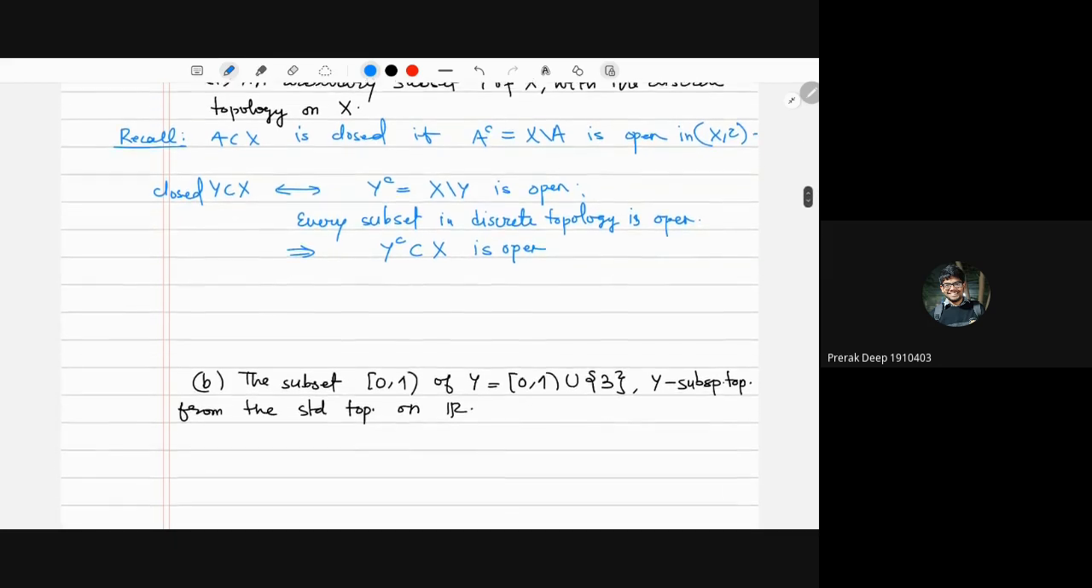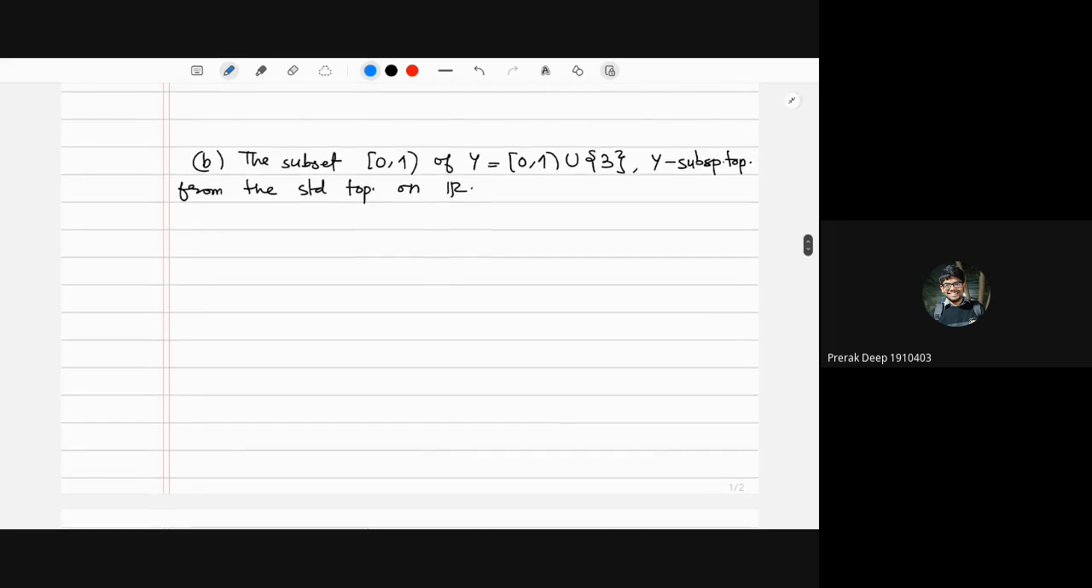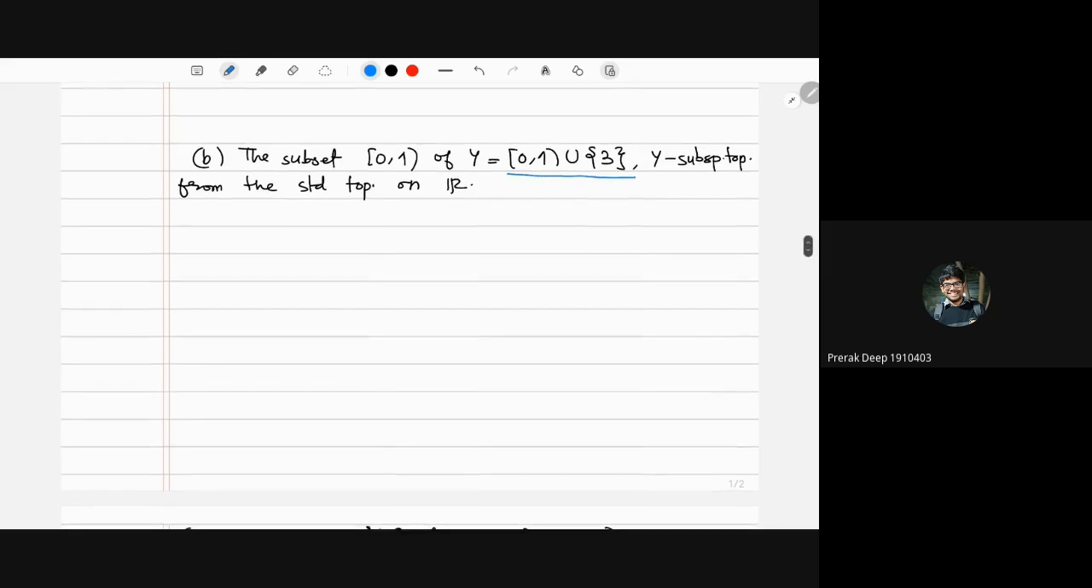So good. What about option B? Option B says this subset of Y, where Y has the subspace topology from R. Is this subset open in Y? Basically we are looking at this subset in Y. Is it open? Is it closed? Is this subset closed in Y? That is what the question is.